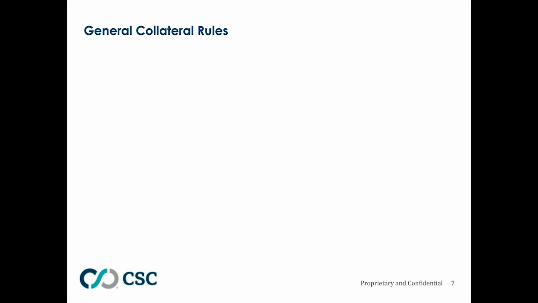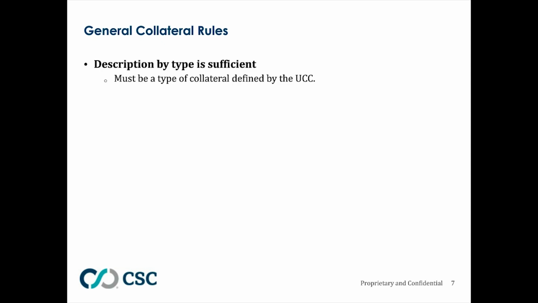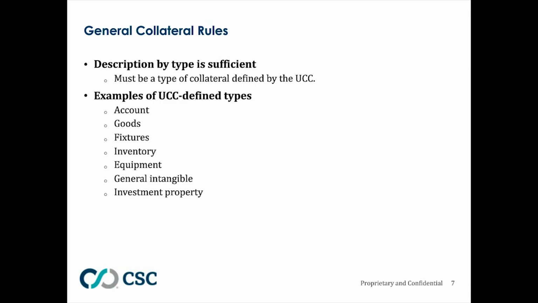It's actually very common to describe collateral by type. Now, as I mentioned, it must be a type of collateral defined by the UCC, not necessarily just Article 9. And there are a number of different types of collateral that are defined by the UCC. These include accounts, goods, fixtures, inventory, equipment, general intangibles, and investment property.